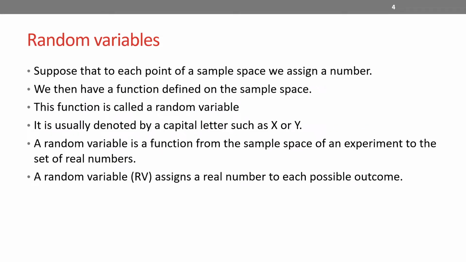Let's say you can attach a real number to some outcome in a sample space, right? And then you have a function that's defined on that sample space, and that function that relates that outcome to a real number is called a random variable, right? So that's the definition, that's stated here.